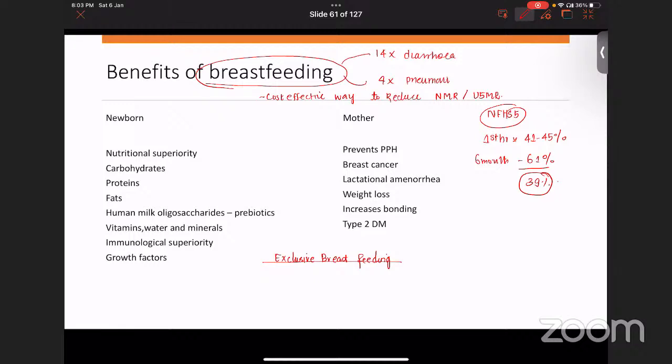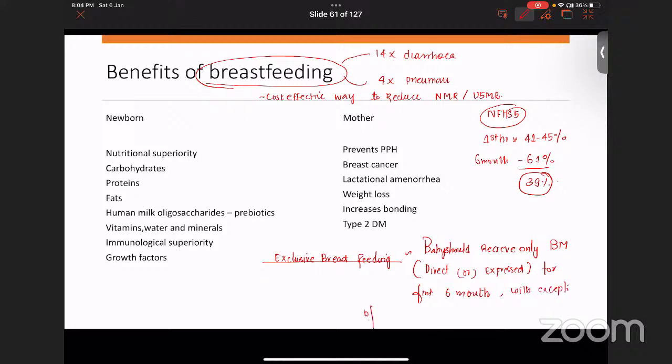Exclusive breastfeeding is that the baby should receive only breast milk, either direct or expressed, for the first 6 months, with the exception of vitamin or medication when indicated.